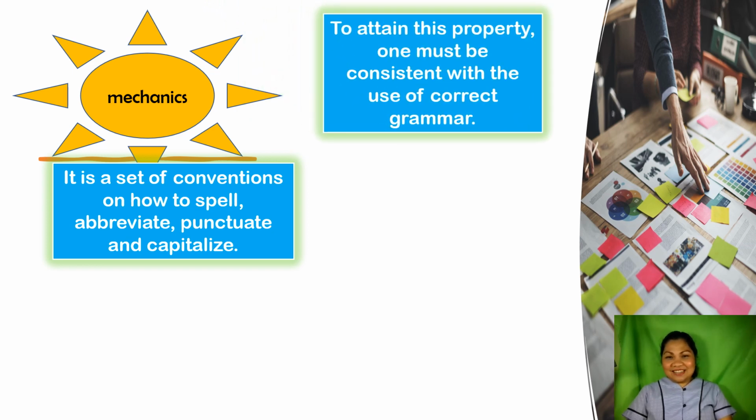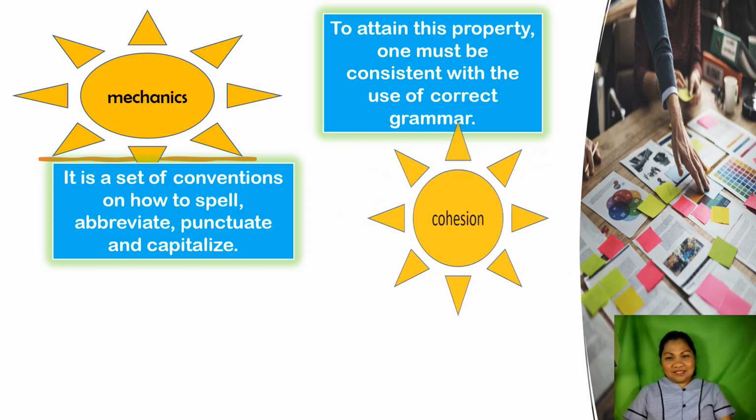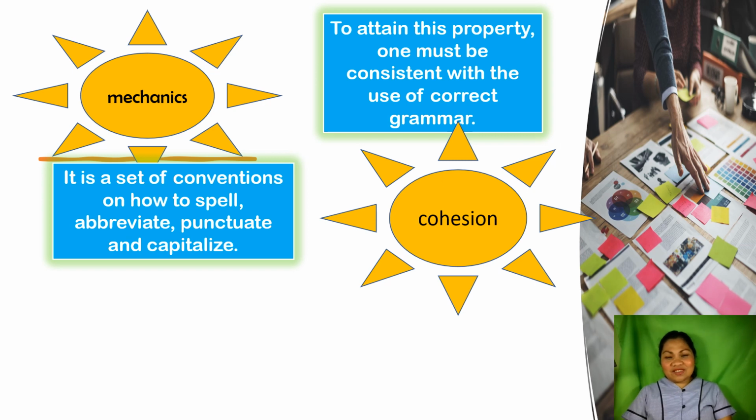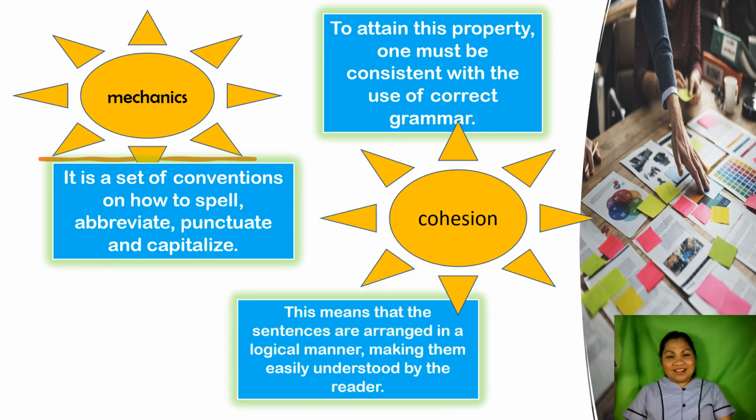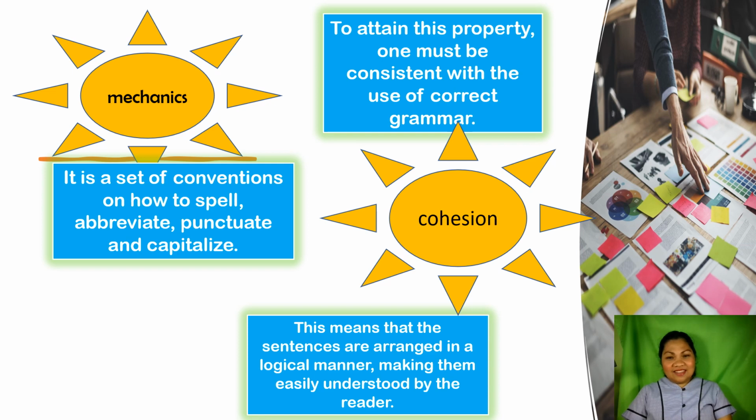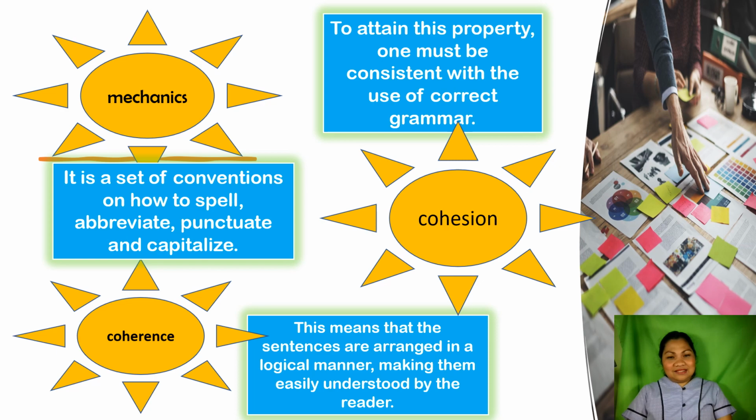Next, to attain this property, one must be consistent with the use of correct grammar. What do you think is that? Yes, that's right. That's cohesion. Okay, let's go to the last one. This means that the sentences are arranged in a logical manner, making them easily understood by the reader. That's correct. That's coherence. Very good, guys.